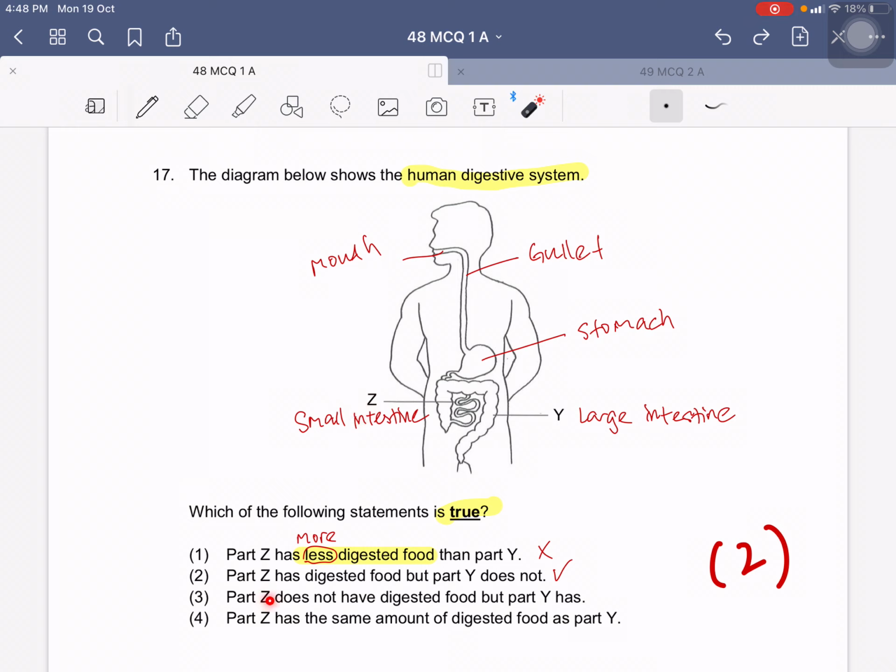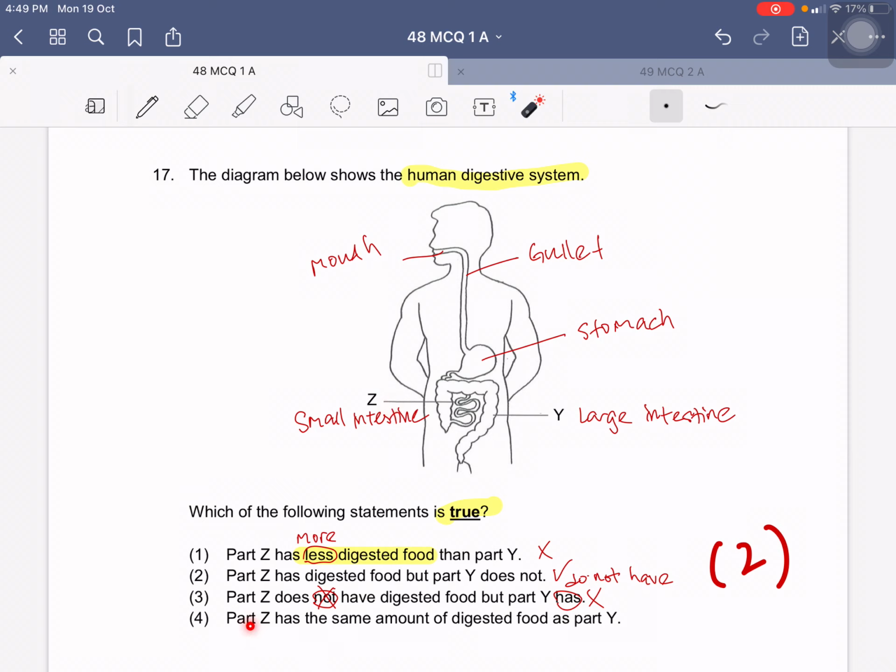Now number 3, part Z, which is the small intestine, does not have digested food, but part Y has. This is not true at all. It's not that they do not have. Part Z does have digested food, but for part Y, this is not right. It should be that it does not have, because part Y is the large intestine, and the digested food has been absorbed through the walls of the small intestine already.